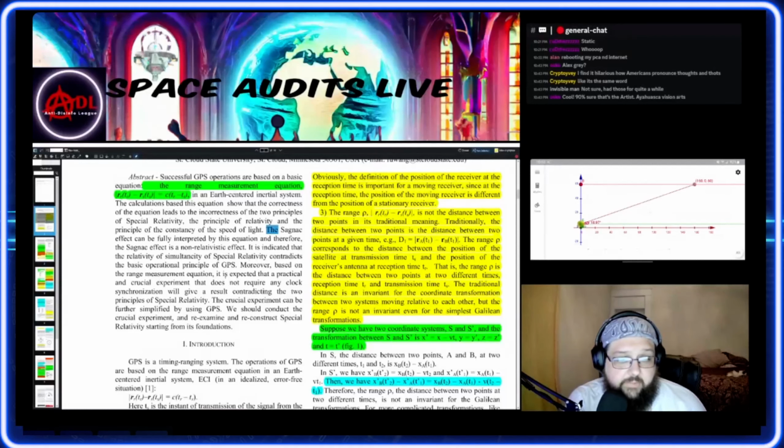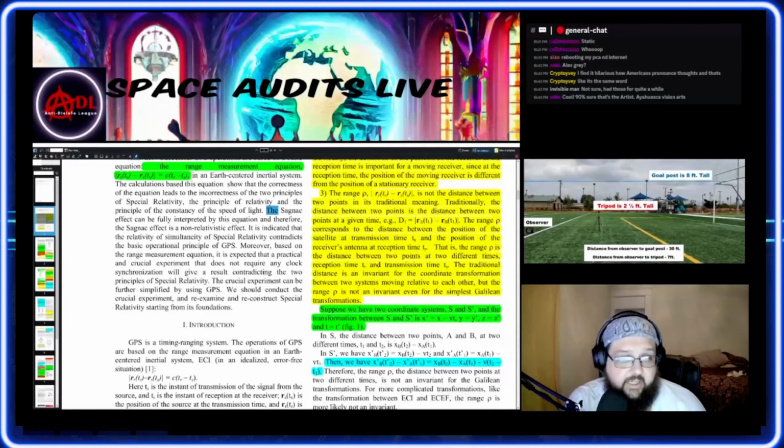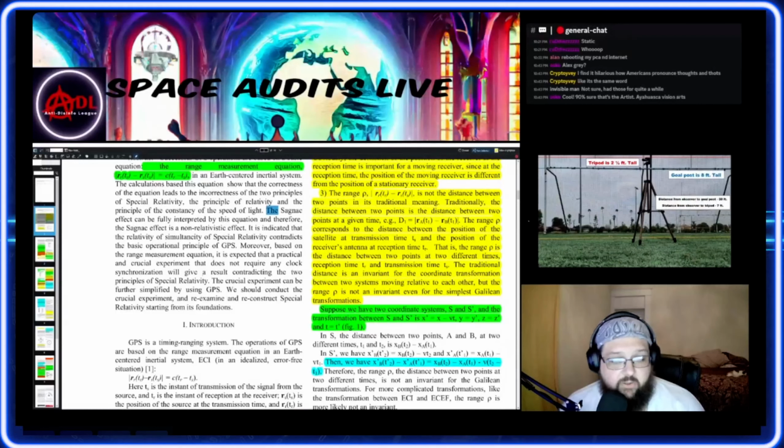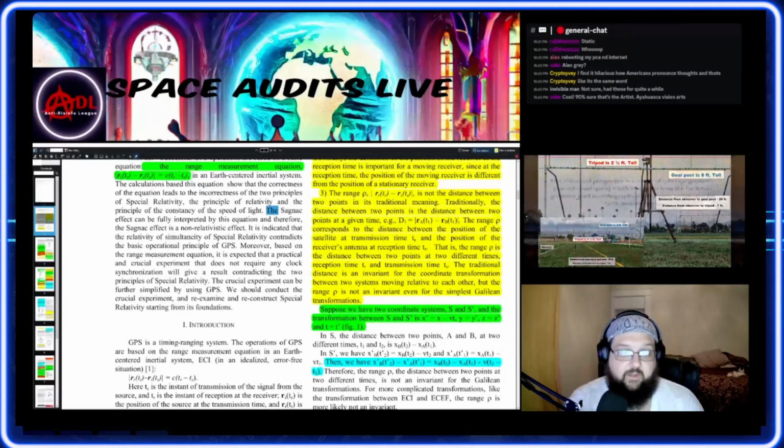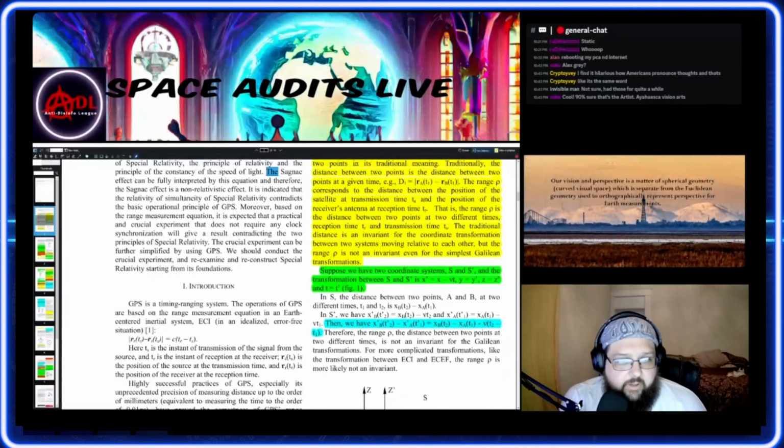Moreover, based on the range measurement equation, it is expected that we should take a practical and crucial experiment that does not require any clock synchronizations, and that will give contradicting results to special relativity. The crucial experiment can be further simplified by using GPS. So basically, this dude's going to turn GPS into a big giant laser interferometer and just body bag the whole network. But obviously within the globe paradigm, but we'll just go ahead and co-opt that as well while we're at it. So when we should conduct the crucial experiment, yeah.